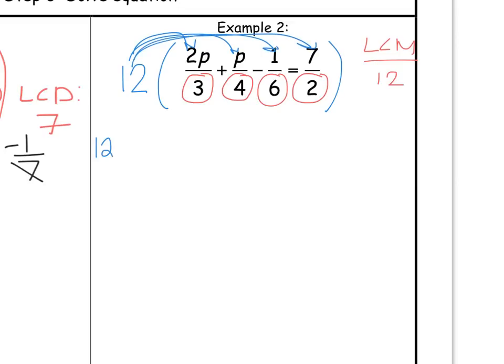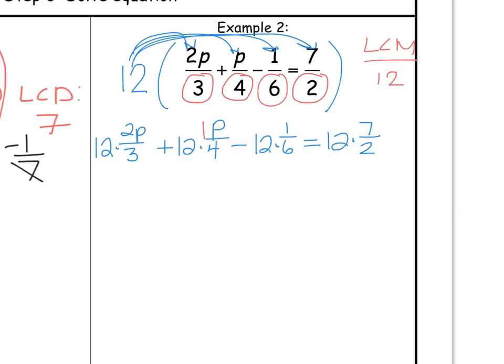So we're going to multiply 12 times 2p over 3, 12 times p over 4, and if you want to make that a 1p, that's fine. It'll help us with simplifying this later, minus 12 times 1/6, and that equals 12 times 7 over 2. So we can't just cancel these out like we did with the last example. So I'm going to multiply the 12 times the numerator and divide by the denominator.